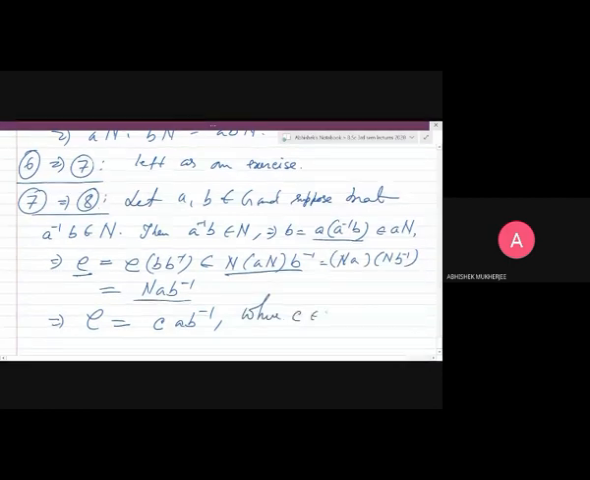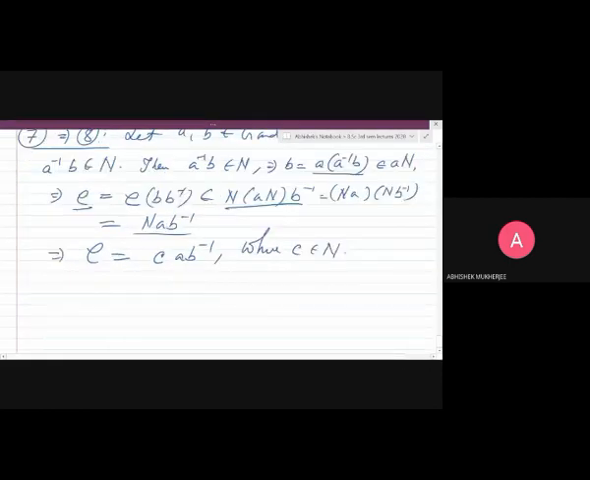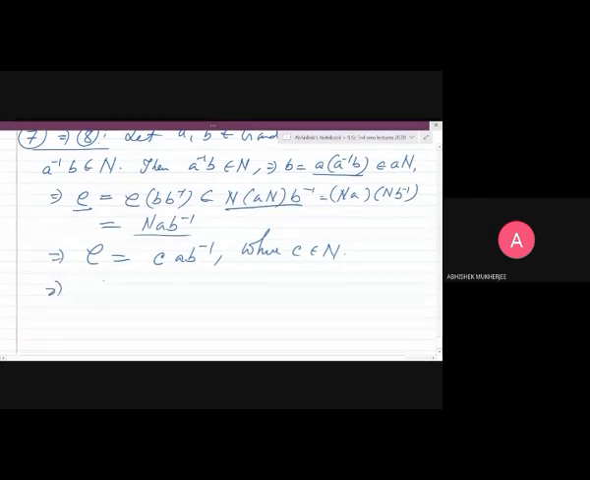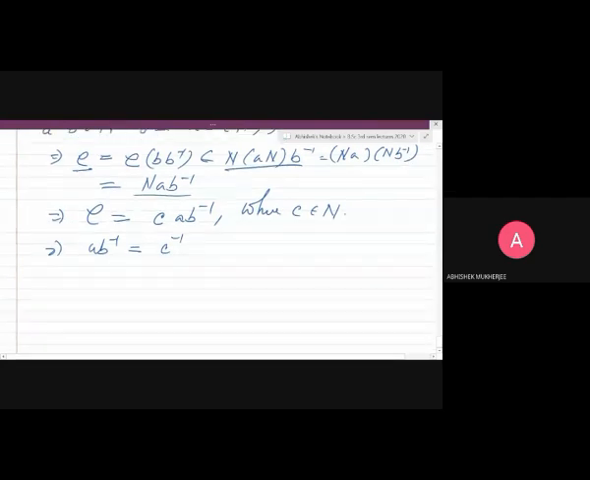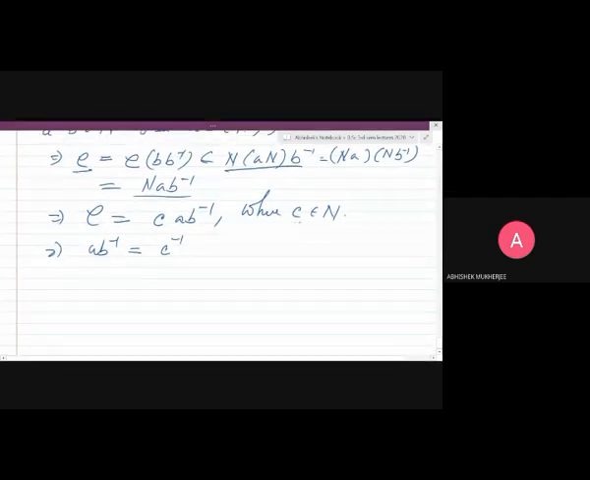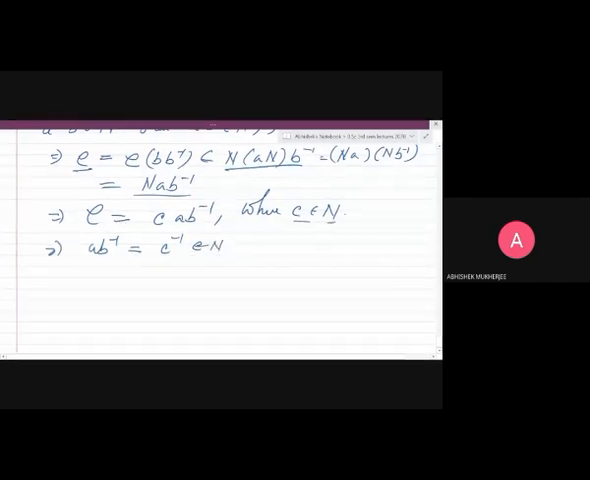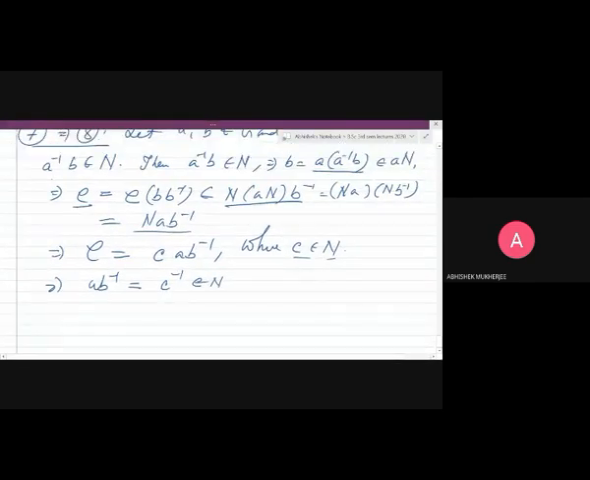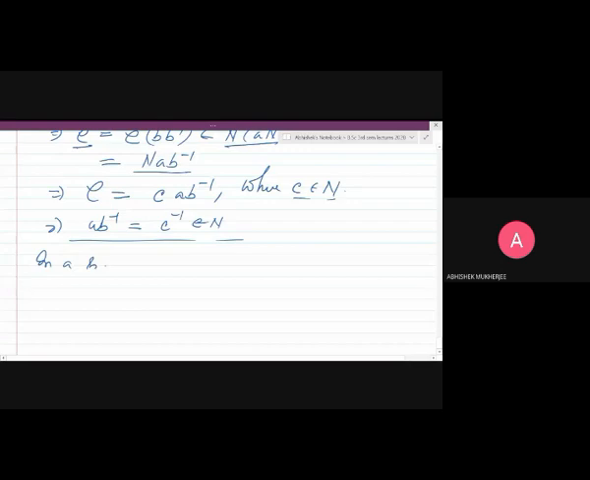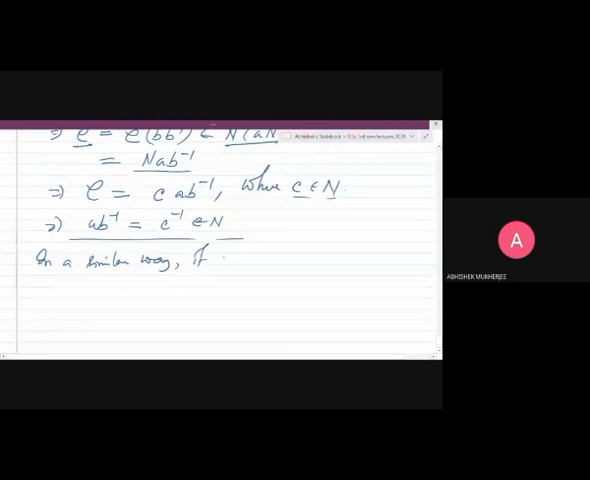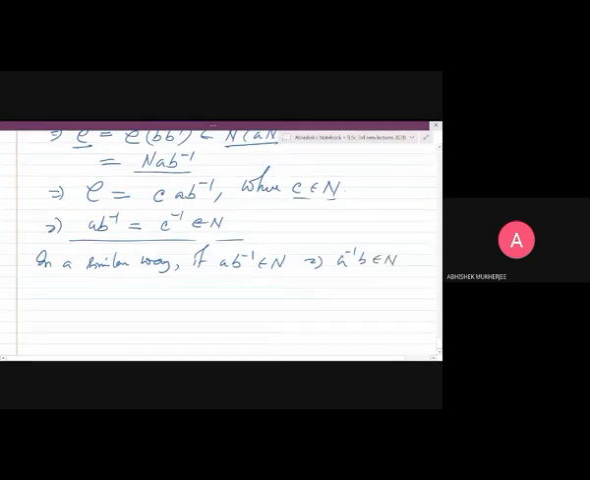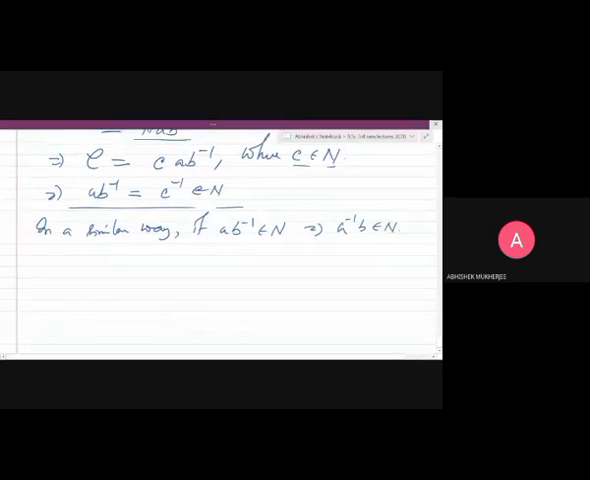Okay? That means AB inverse is actually C inverse. Right? But what is C inverse? Being an element of a subgroup, C inverse is in N. So AB inverse belongs to N. So A inverse B belongs to N implies AB inverse belongs to N. In a similar way, just complete the proof on your own. If AB inverse belongs to N, then this implies A inverse B belongs to N. Okay? And this completes 7 implies 8.